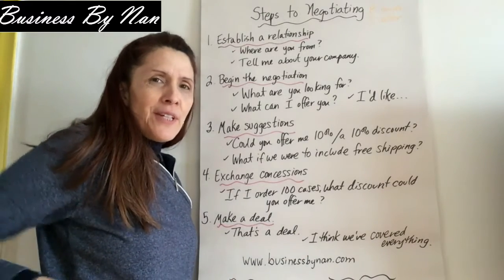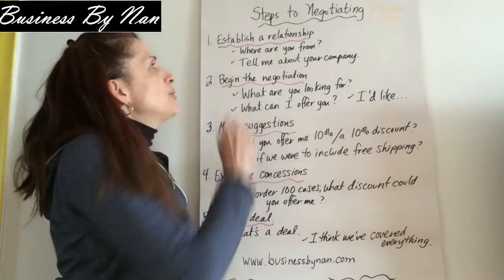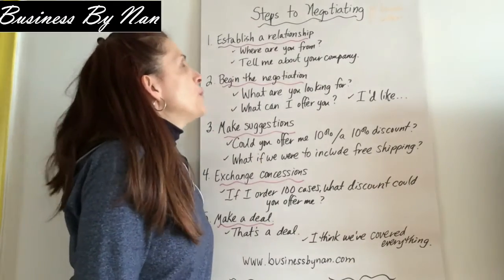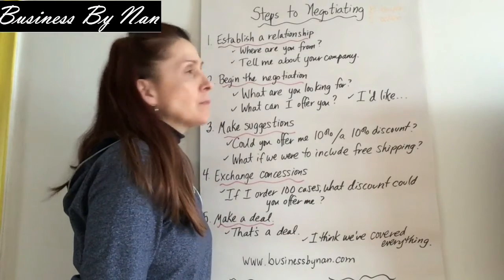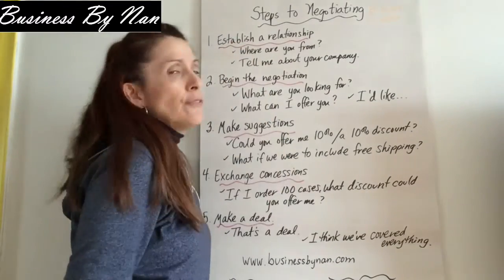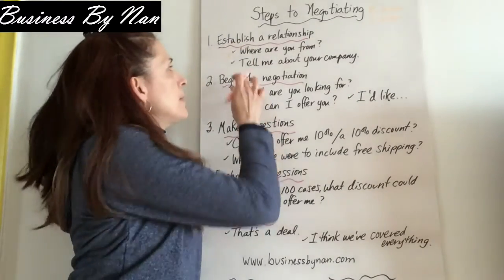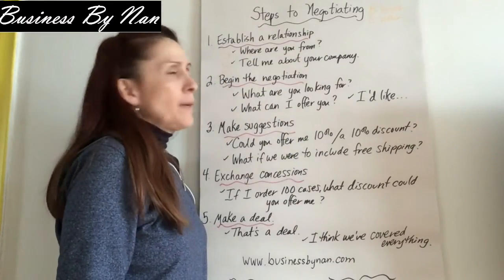So let's go back through this, and I got my orange marker for this. Establish a relationship. Which one do you think is the buyer? Which one do you think is the seller? Probably this one is the seller. It's finding out where the buyer is from. And of course, the buyer is going to ask, tell me about your company.